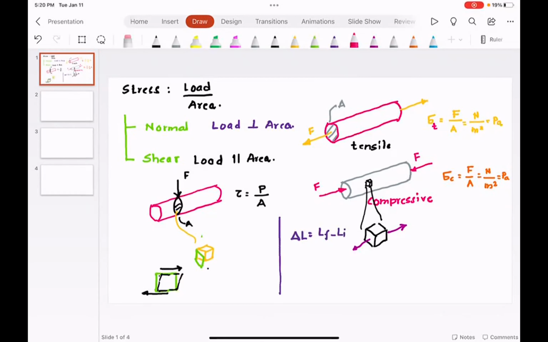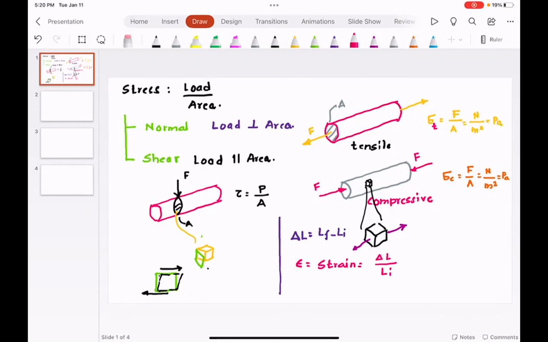And this gives us something called strain. So what is strain? Strain is change in the length divided by initial length. In the case of tensile loading, the strain is positive. In the case of compressive loading, the strain is negative. So tensile loading, strain positive; compressive loading, strain negative.